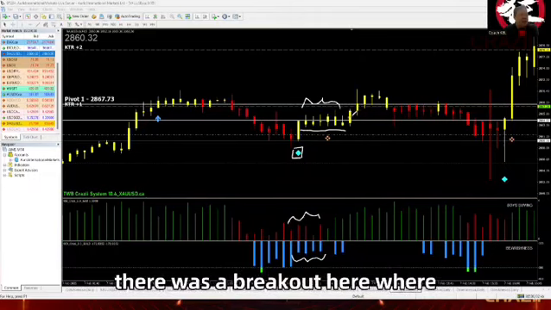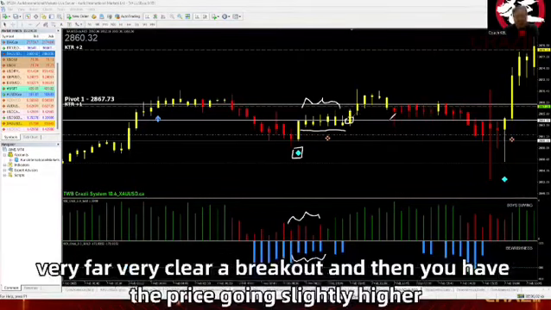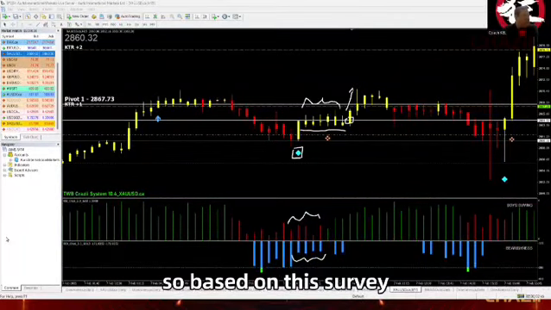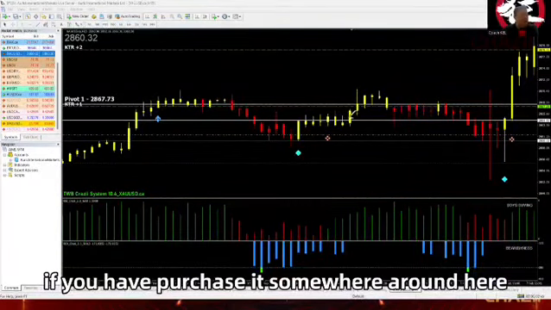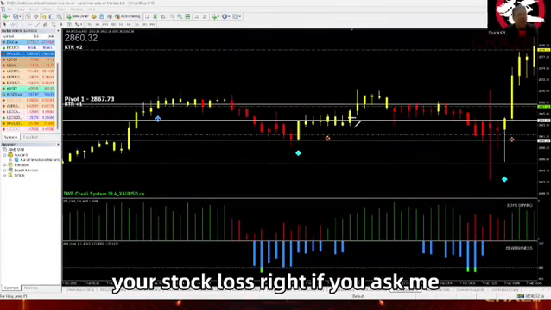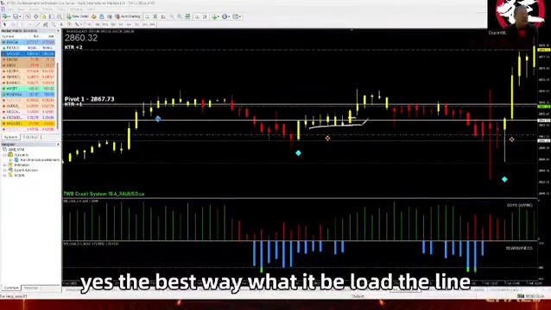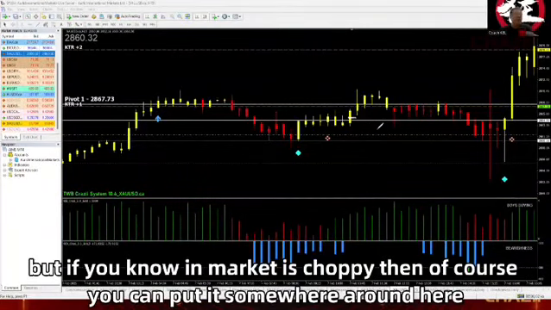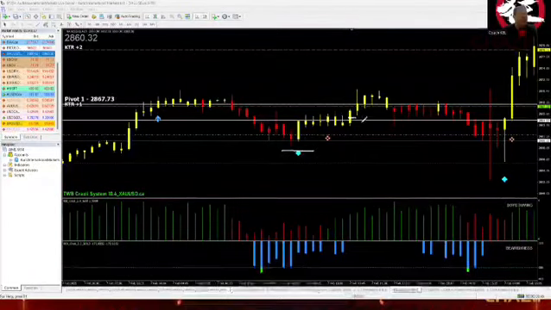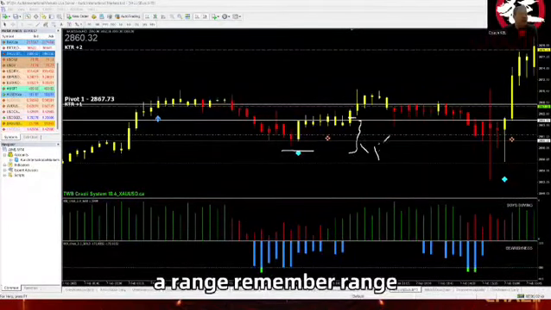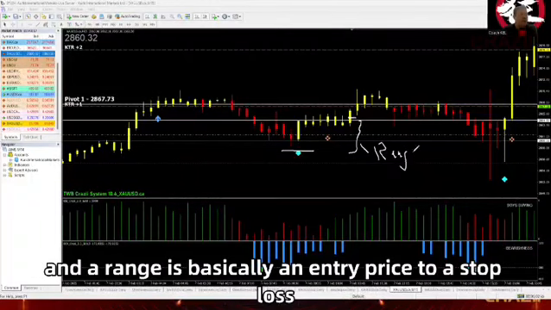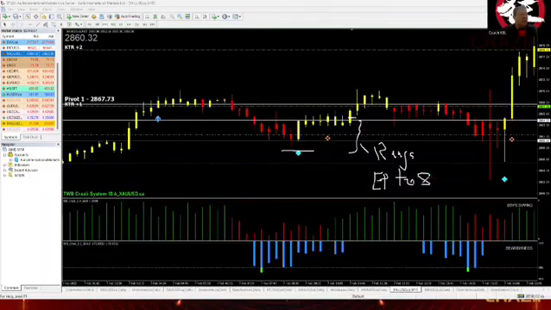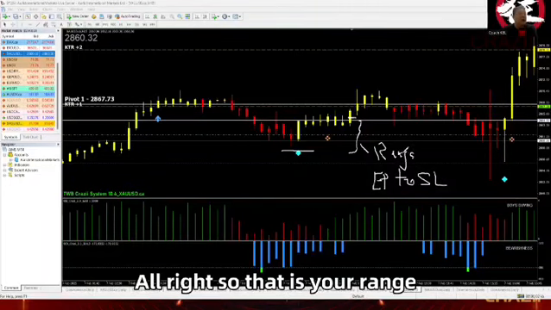So finally, there was a breakout here, a very clear breakout, and then you have the price going slightly higher. So based on this, if you have purchased it somewhere around here, your stop loss, if you ask me, the best way is to put it below the line. That's the best because the risk ratio will be fantastic. But if you know the market is choppy, then of course you can put it somewhere around here. So this distance here is called a range. Remember range? A range is basically the entry price to the stop loss. All right, so that is your range.